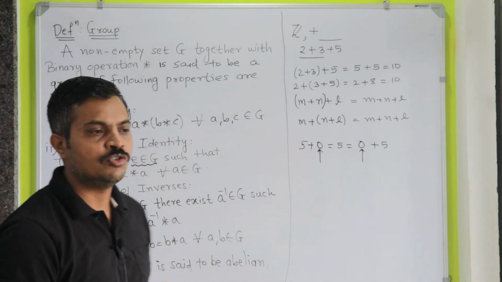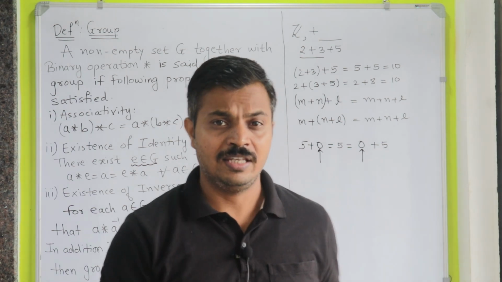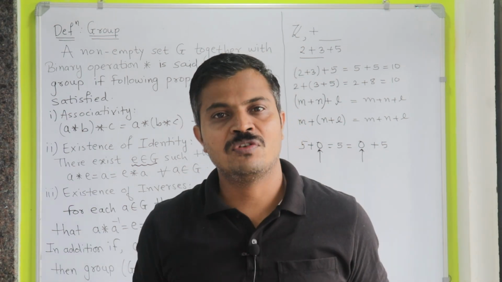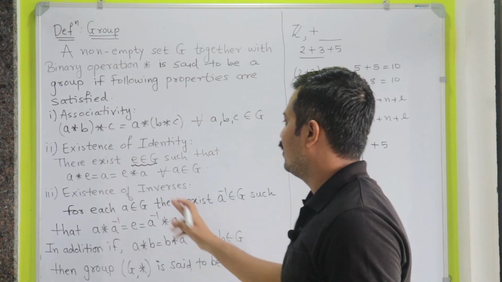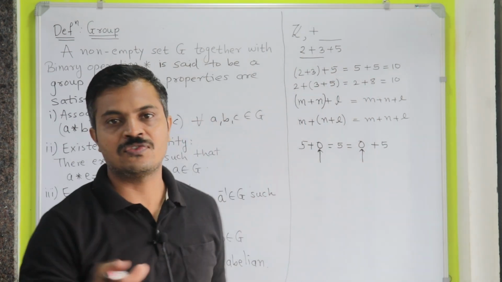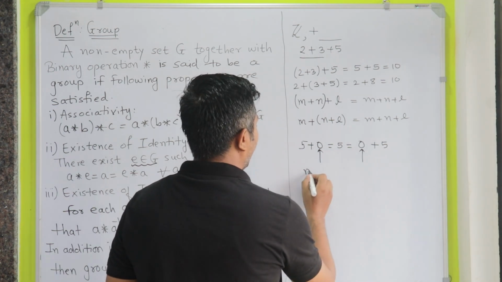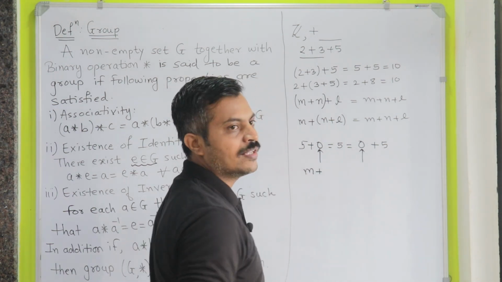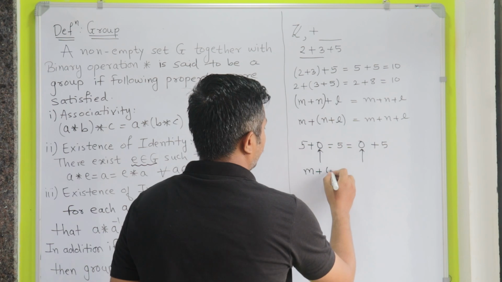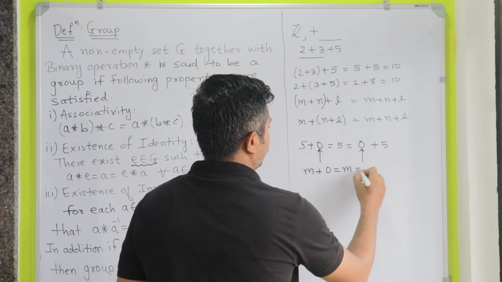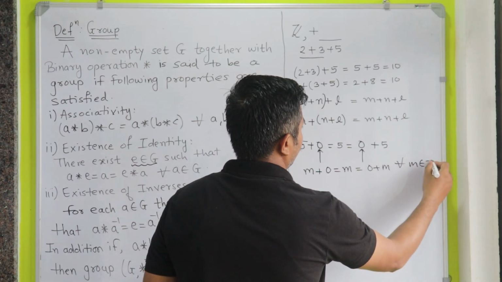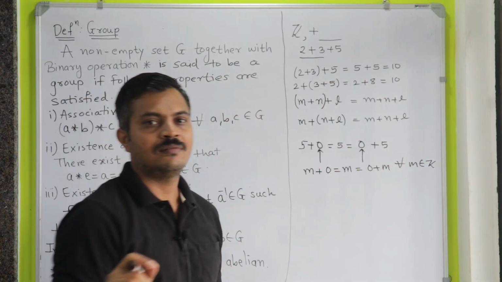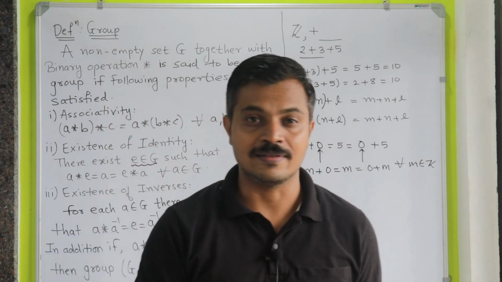In our case, it should be a member of Z. Is 0 a member of Z? Absolutely yes. Therefore, there exists 0 belongs to Z such that if you take any element of Z, let us call it m, then m plus 0 comes out to be m, which is equal to 0 plus m for all m belongs to Z. Thus, identity element exists in Z.